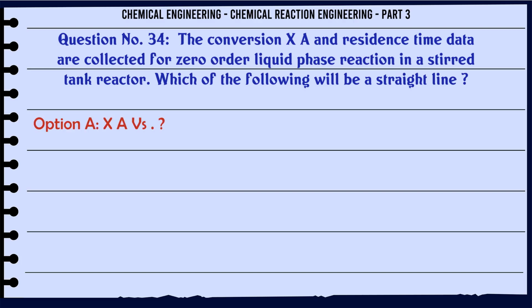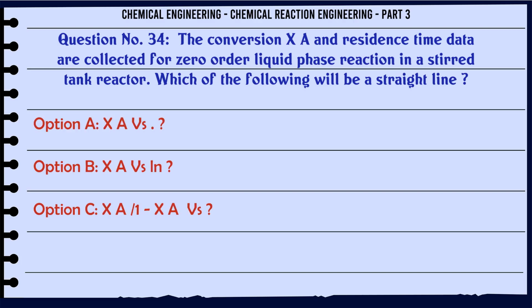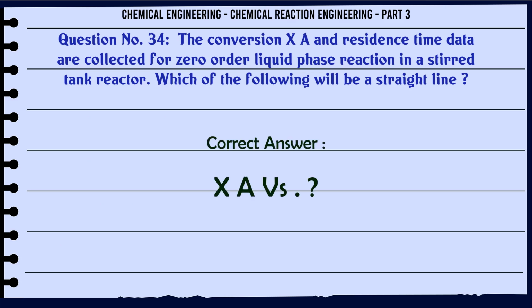The conversion XA and residence time data are collected for a zero order liquid phase reaction in a stirred tank reactor. Which of the following will be a straight line? A. XA versus τ. B. XA versus ln τ. C. XA/(1-XA) versus τ. D. XA/(1-XA) versus τ. The correct answer is XA versus τ.